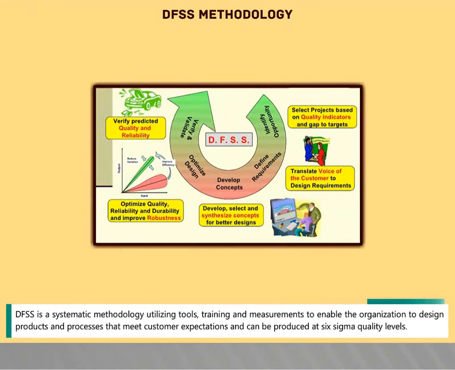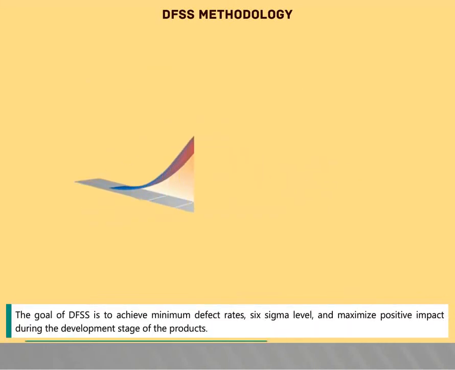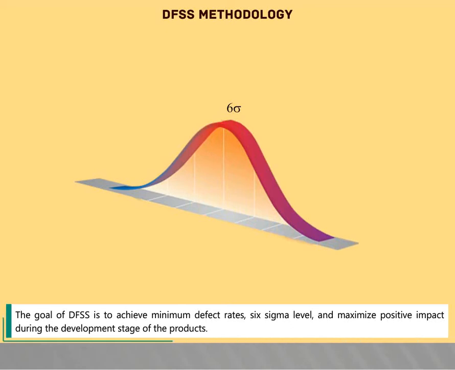DFSS methodology. DFSS is a systematic methodology utilizing tools, training, and measurements to enable the organization to design products and processes that meet customer expectations and can be produced at Six Sigma quality levels. The goal of DFSS is to achieve minimum defect rates, Six Sigma level, and maximize positive impact during the development stage of the products.